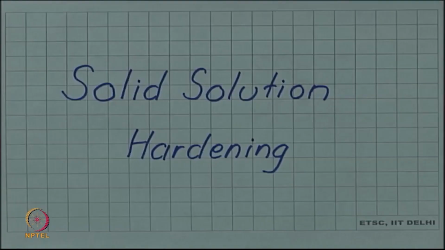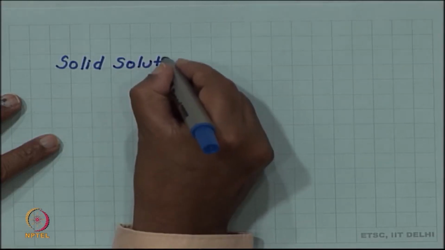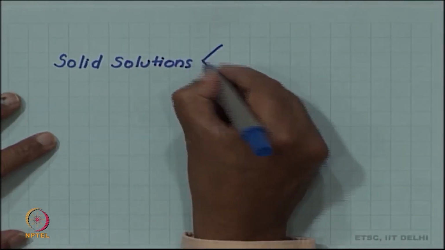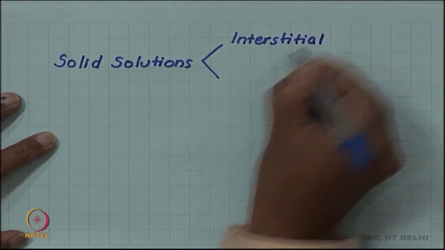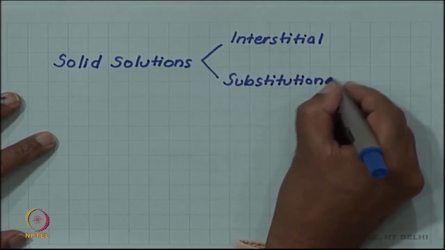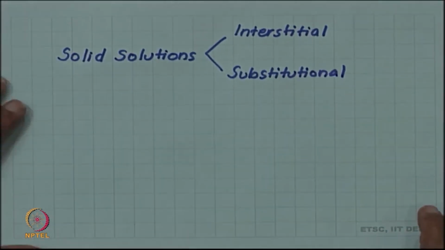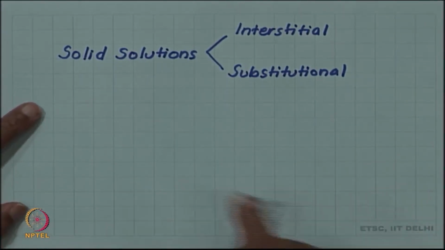Let us discuss another strengthening mechanism called solid solution hardening. You have met with solid solutions, and we have discussed two kinds of solid solution: interstitial and substitutional. In both kinds, the solid solution is always stronger, or has higher yield stress, than the pure element.